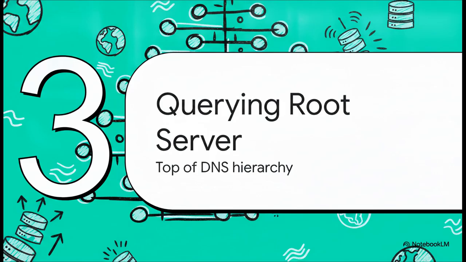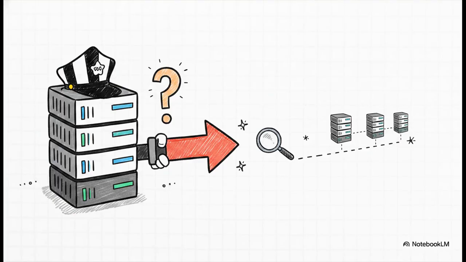Number 3, querying the root server. We are going to the top of the DNS hierarchy. Now, think of the root server as the initial traffic cop in this network flow. The root server doesn't actually have the final answer. It has no idea what the exact IP address for yahoo.com is. But it knows exactly who the resolver needs to ask next to get closer to that answer.